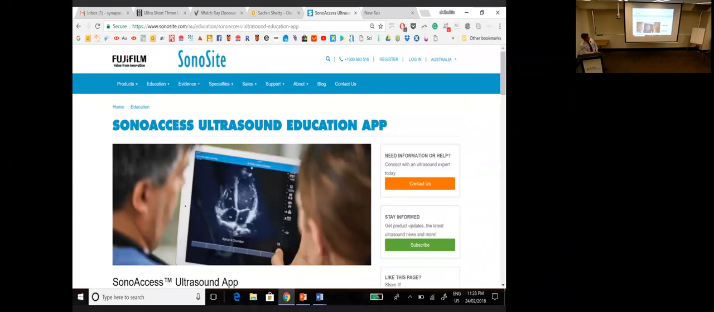This has videos about certain interventional strategies as well as diagnostic strategies. You may be required to have permission to access this app, and that's a simple registration form which goes to the local Sonosite rep, and they'll give you permission just to make sure you're not some random person trying to access it. It has to be a medical professional accessing this.